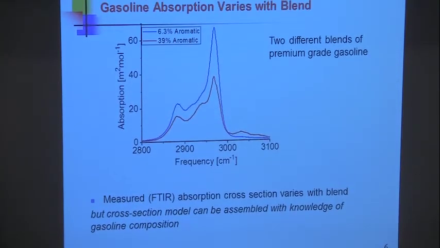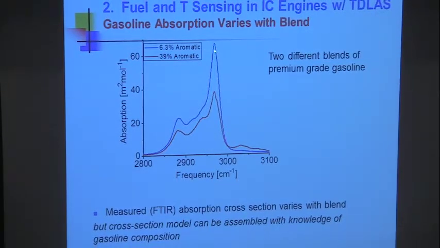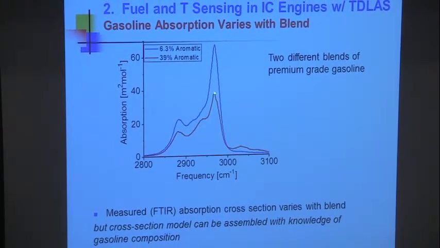Now, the problem is that gasoline varies from place to place. So for example, here's the plot of a fuel that has 6.3% aromatic content, and here's one that had 39% aromatic content. So how are we going to make a quantitative measurement of gasoline if the cross-section is varying with the sample of gasoline, without having to measure the spectrum for every new sample of gasoline?